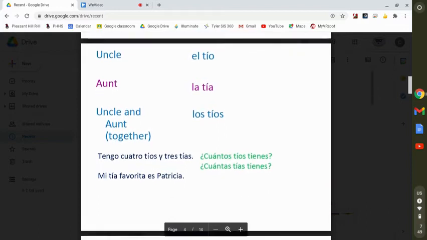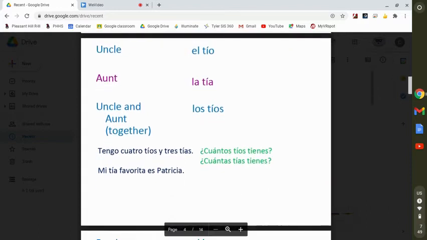Okay, so the rest of these are going to be like abuelo, abuela. If you know the masculine, you can figure out the feminine. For uncle is el tío. That's an accent mark on the I. The word aunt is la tía, accent mark on the I. And put them all together is los tíos. Okay, it's not uncommon in the Spanish culture to just call your aunt and uncle tío and tía.